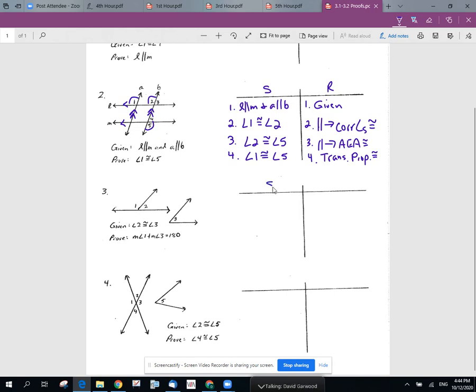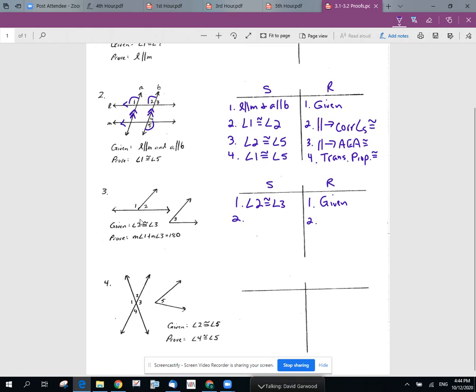Here we have statements and reasons again. Angle 2 is congruent to angle 3. Again, a reminder, you should have attempted this already. If you got through the first couple and then you're waiting on me for this, that's kind of the bad way to do it. Try this one first. See if you can come up with something. Then play the video and see if you were right.